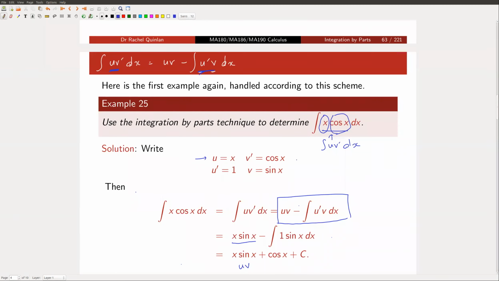And just to highlight that in this example, the alternative here would have been to take u to be cosine x and v dash to be x, which would have been the alternative approach in implementing this formula. Then u dash would have been minus sine x, which is all right. That's not any worse than u. But v would have been x squared over 2. And instead of swapping the problem of integrating x cosine x for the problem of integrating just sine x, we would have been swapping it for the problem of integrating x squared sine x, which, if anything, is worse than what we started with.